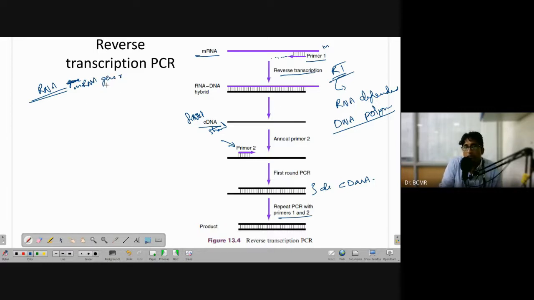And then, if we have known the sequence of gene X, we could have designed the first primer for gene X, which should be the antisense sequence, right? And then, say, for example, if somebody has given us 2 samples of RNA.